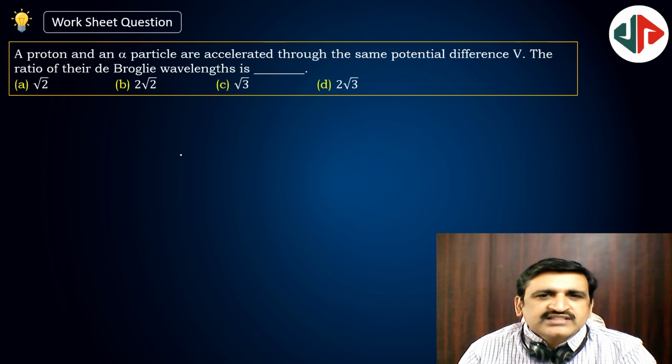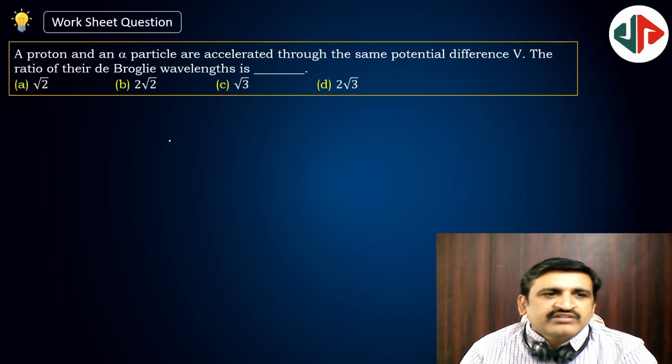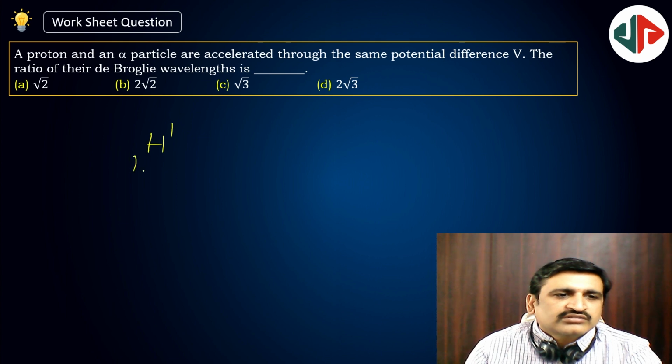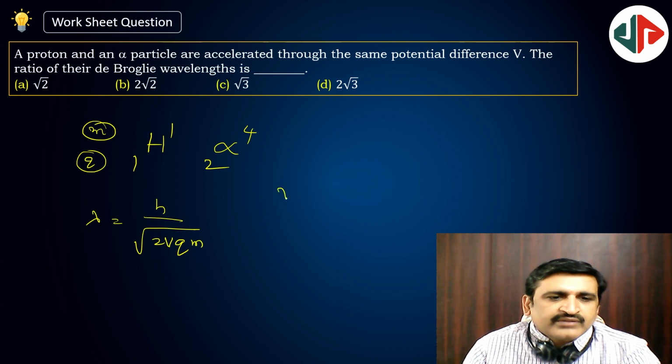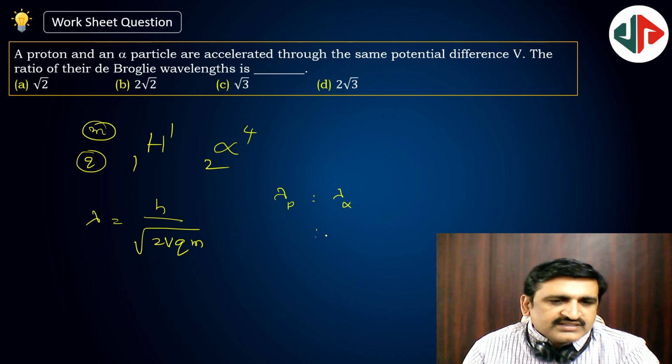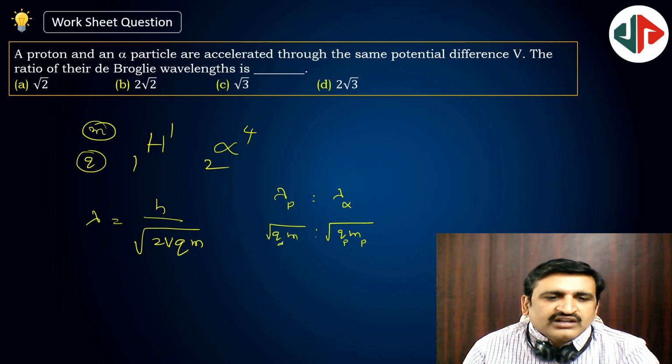Proton and alpha particle are accelerated through same potential difference. The ratio of de Broglie wavelengths is proton, alpha particle. Okay, these are charge numbers, these are mass numbers. Now de Broglie wavelength lambda equal to h by square root of 2mqV. So lambda ratio, lambda of proton is to lambda of alpha is, V is same, root of qm of proton, because reverse, right? That's why here qm of alpha.